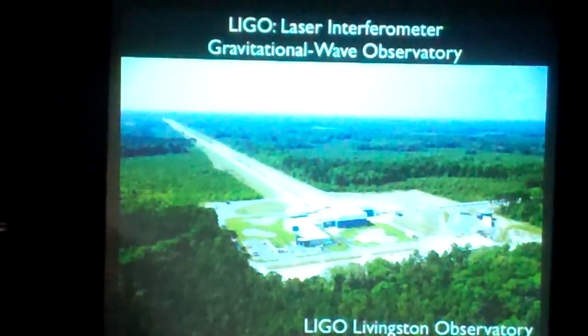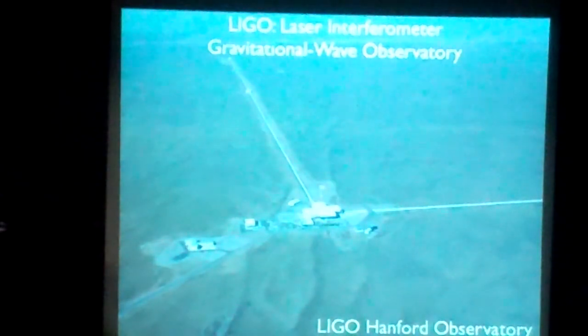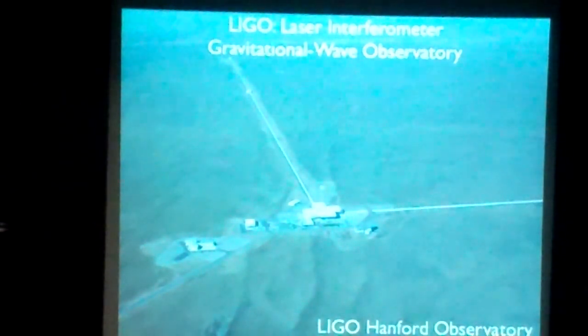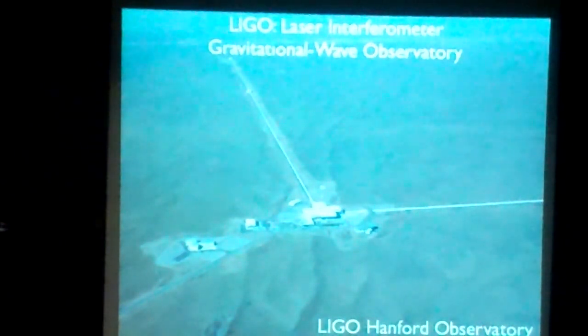There's another one that has a different story. It looks a little different. This is LIGO Hanford, which is in Hanford, Washington. And we got that one cheap because Hanford, Washington is a nuclear reservation, and not a lot of people want to live there.